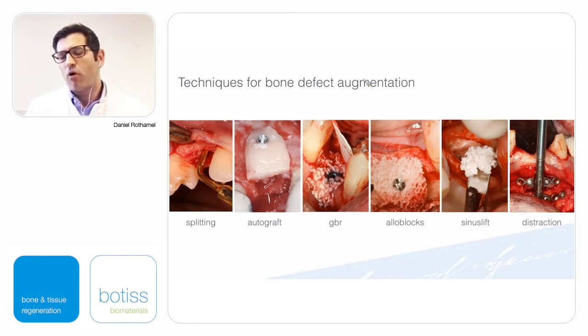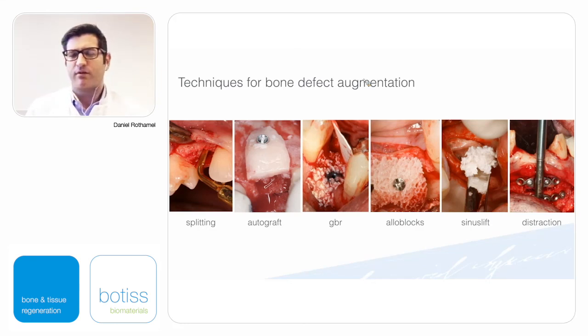It's getting more and more popular to use alloblocks for grafting procedures because here we can just focus on another idea that supports bone formation, that is stability. Block augmentation provides more stability than particulated material, of course. Sinus lifts can be performed for defects in the posterior maxilla. Here we have very good prerequisites because we are placing the material inside the alveolar process. So there's no need for further stabilization, and we have a very nice outcome.